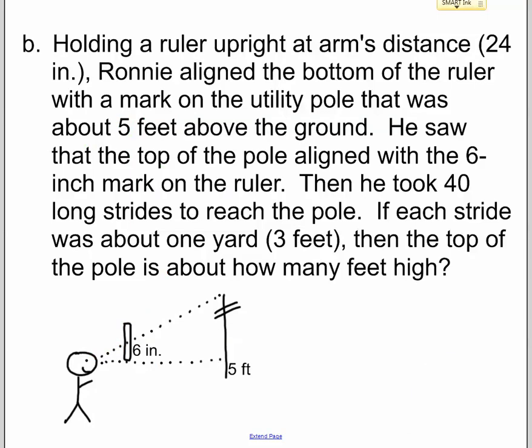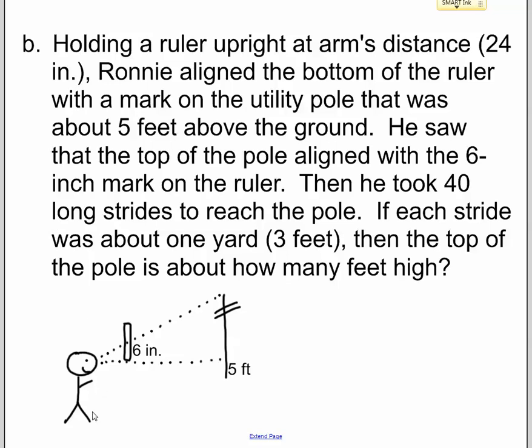Okay. Holding a ruler upright at arm's distance, 24 inches is about arm's distance for Ronnie. Ronnie aligned the bottom of the ruler with a mark on the utility pole that was about 5 feet above the ground. He saw that the top of the pole aligned with the 6-inch mark on the ruler. Then he took 40 long strides to reach the pole. If each stride was about 1 yard, 3 feet, then the top of the pole is about how many feet high? So I've done a drawing here.